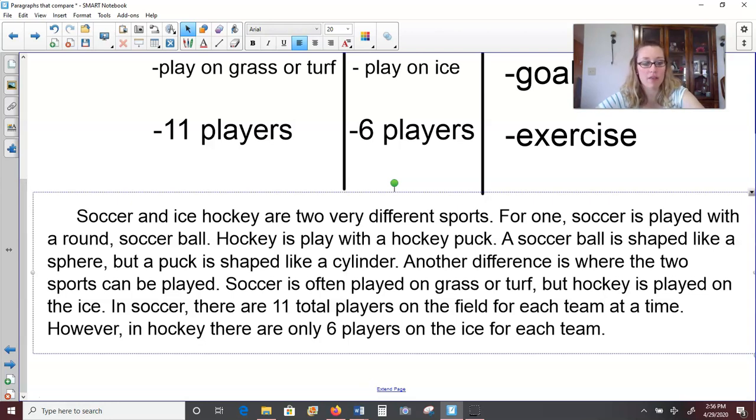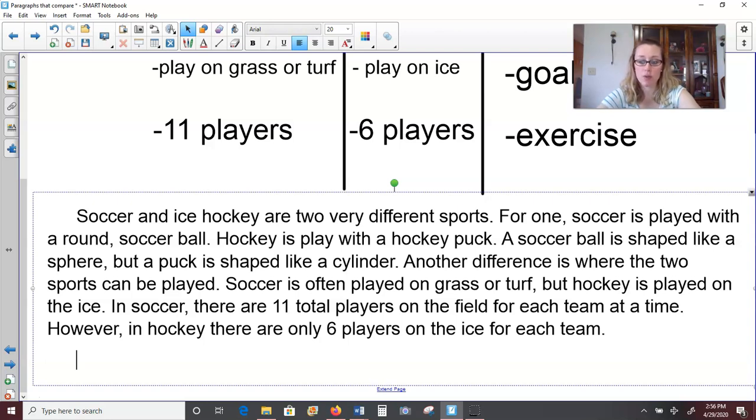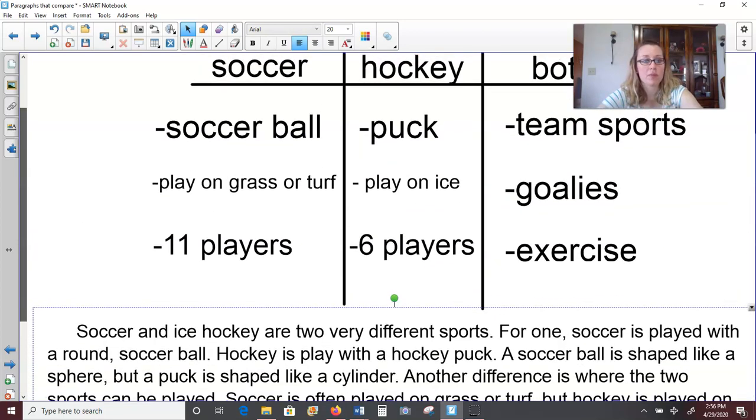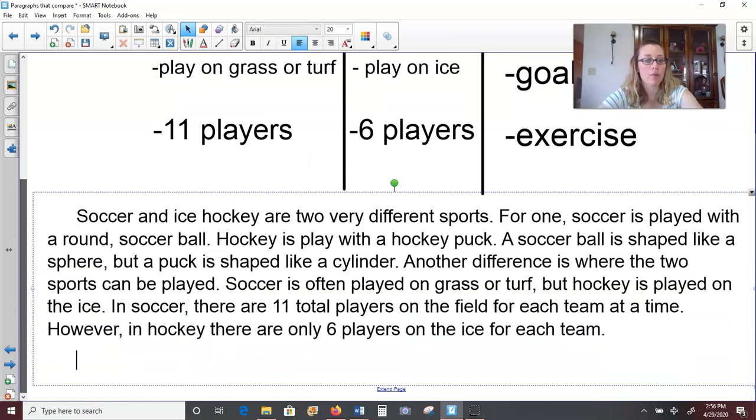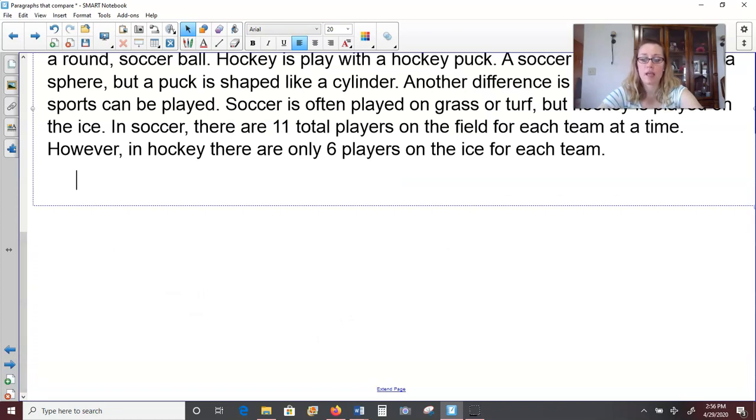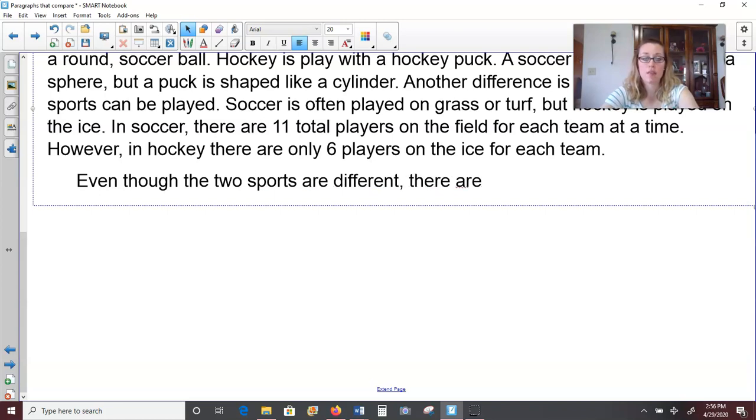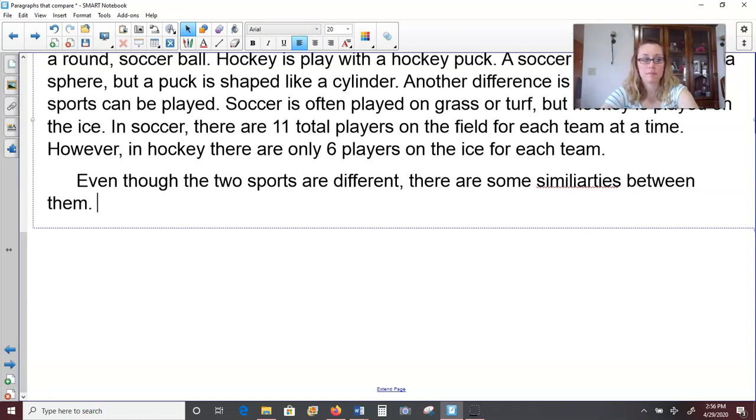So now I need to talk about how the two sports are the same. So I'm going to go to a new line and indent, and here I'm going to talk about those similarities, that they're both team sports, both use a goalie, and both are good forms of exercise. All right, so I might start by saying, even though the two sports are different, there are some similarities between them. So that could be my topic sentence. Even though the two sports are different, there are some similarities between them.